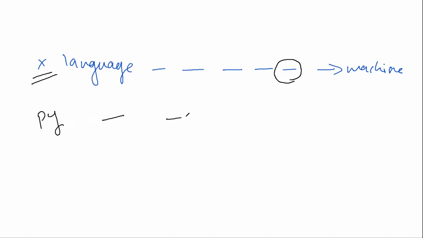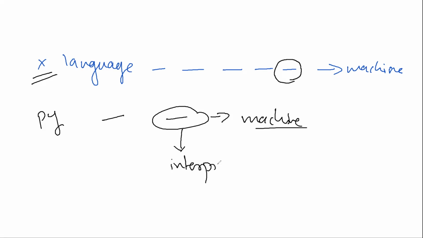In case of Python, there are two steps involved. Then it gets converted into a machine activity. So the last step is interpretation. That is why Python is known as an interpreted language. But what is this other step then? Is anything else happening, right?